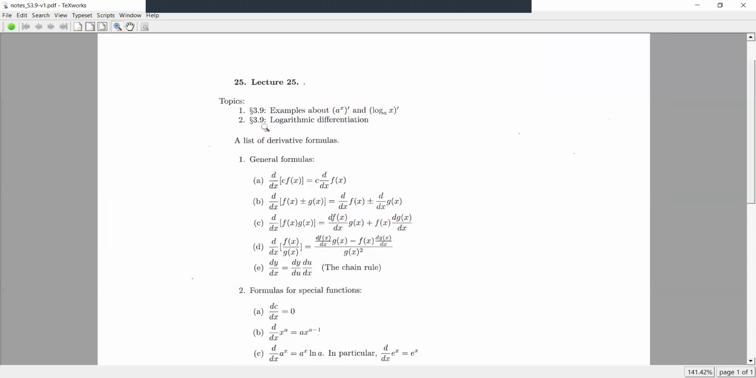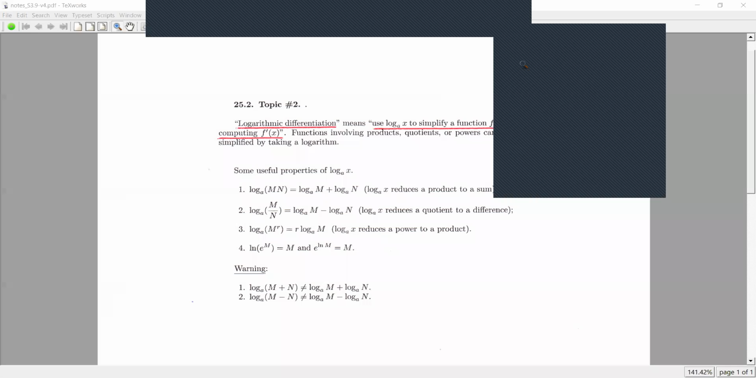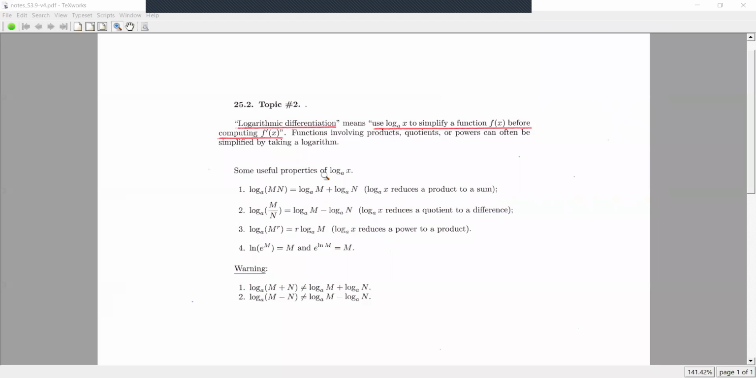Topic 2, logarithmic differentiation. Logarithmic differentiation means using log to simplify a function before computing the derivative of the function. Functions involving products, quotients, or powers can often be simplified by taking a logarithm. Here are some properties of a log function. We use these properties in logarithmic differentiation.